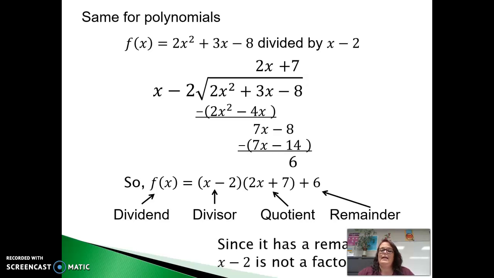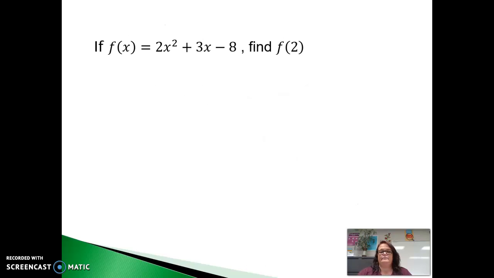All right, so since it has a remainder of 6, we would say that x minus 2 is not a factor of f of x. Now, here's something interesting. Same dividend, but now instead of dividing by x minus 2, I just want to find f of 2. So we would plug 2 into that problem. So I have 2 times my new 2 squared plus 3 times my new 2 minus 8.